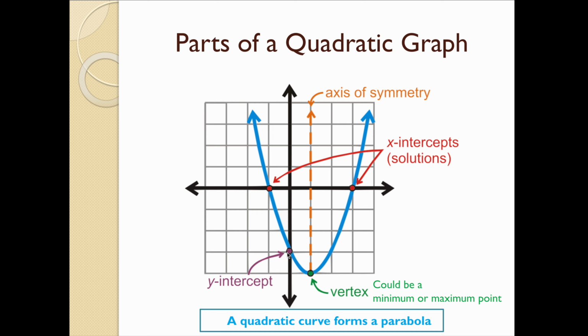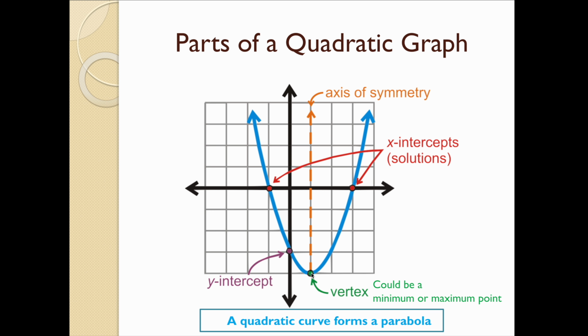Now the y-intercept. This is just like what we were doing with graphs when we had y equals mx plus c. You guys remember that? y equals mx plus c. What did the c represent? The y-intercept. Wonderful. So likewise, in this case, this here is a y-intercept. This quadratic also has a y-intercept.